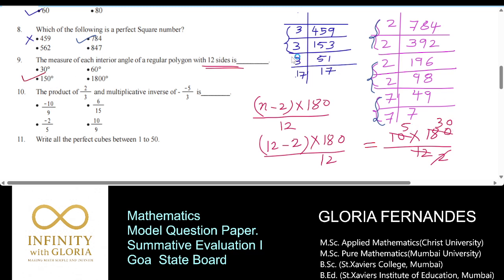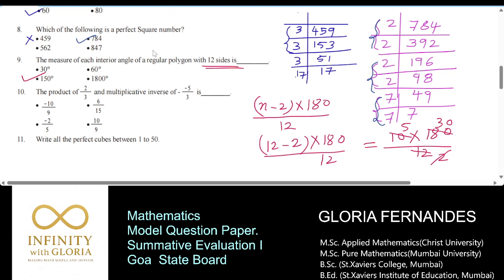I hope everyone has got the answer. So you have to use this formula, that is n minus 2 times 180. This is the sum of the angles, and then since it is a 12-sided polygon, you have to divide by 12. Whatever sides they have given, you have to divide by that. So n value they have mentioned, so we are dividing by n here.